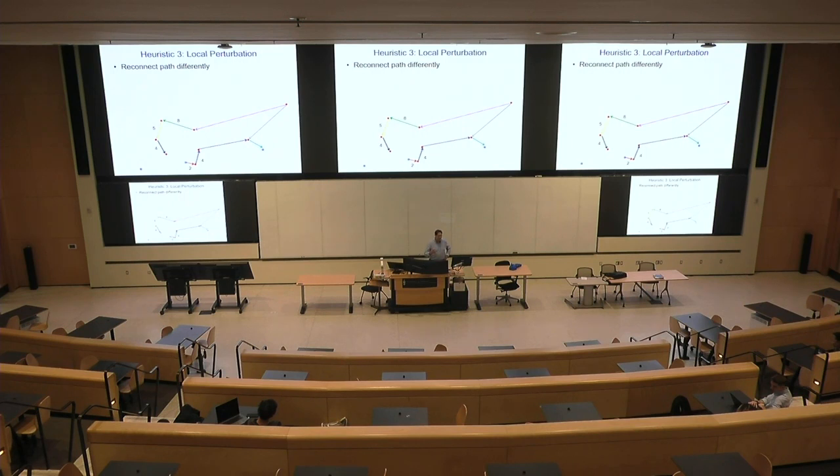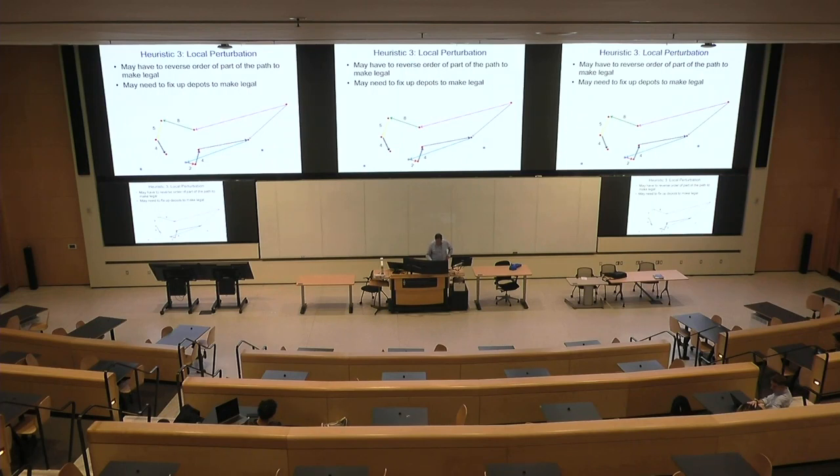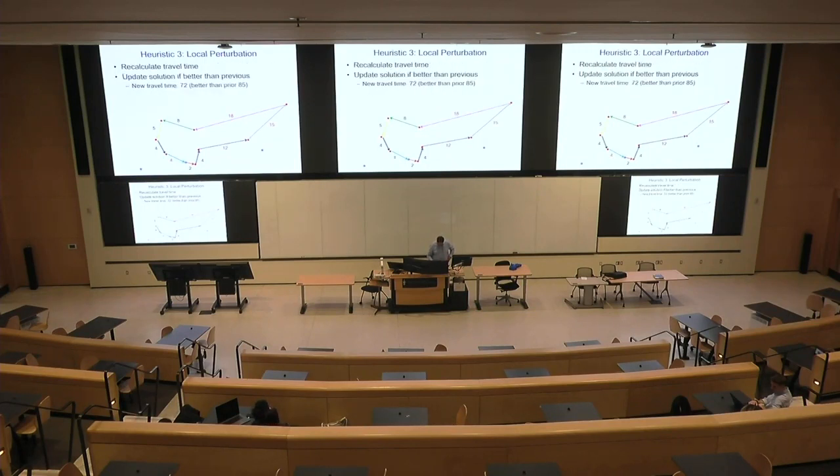So this implies a different order, and I have to reverse some of the arrows, and fix up the depot connections, and I get this new path, okay? And I can work out all the delays on it, and let's say it was 72 minutes, so it's better than what I had before.